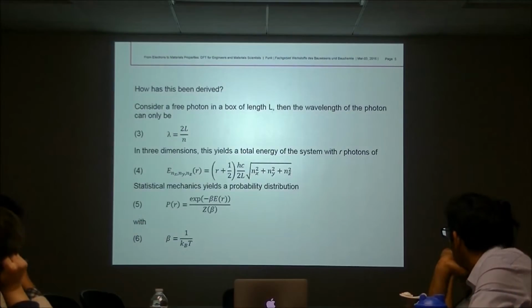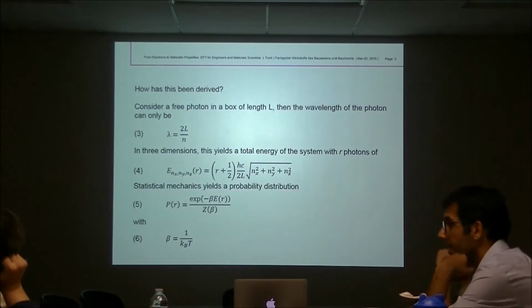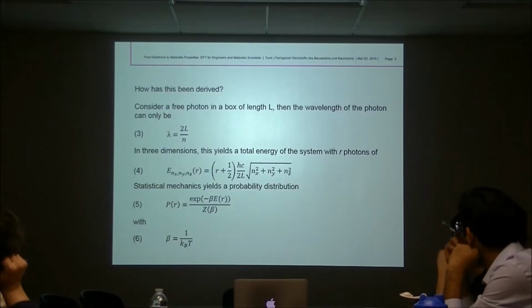But let me start with something very simple. The free photon in a box of a certain length. And now the photon must be a standing wave. And to be a standing wave, its wavelength must fulfill this condition. N is any natural number, and L is the length of the box. We cannot form a wave unless we meet this condition, right?